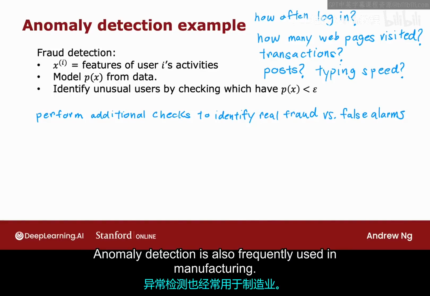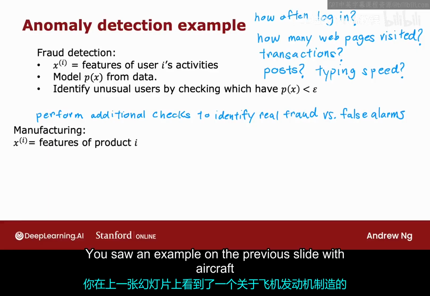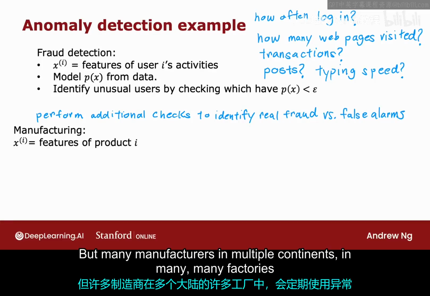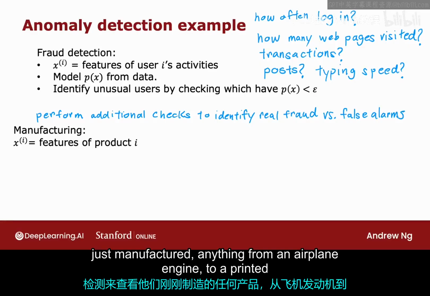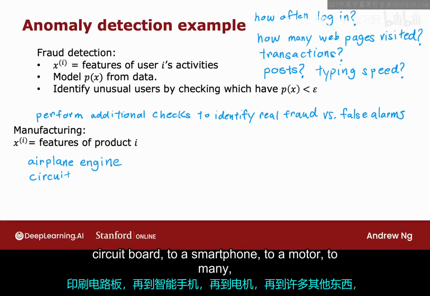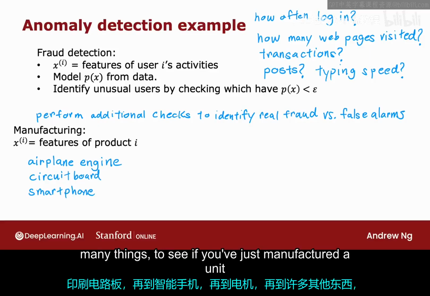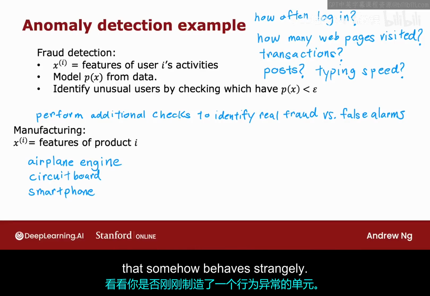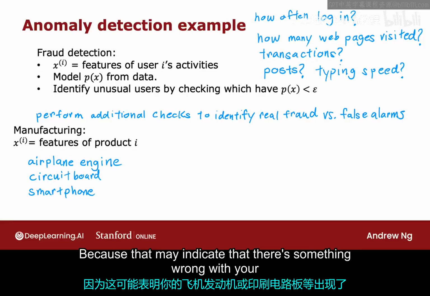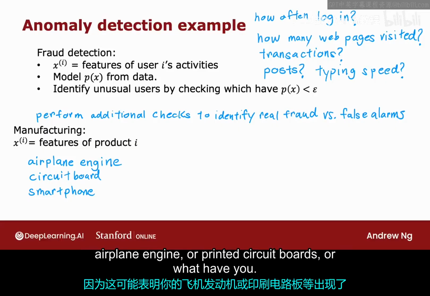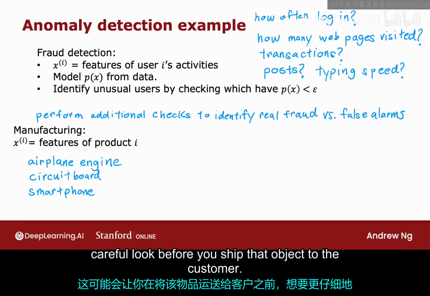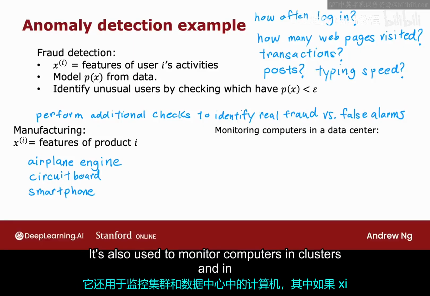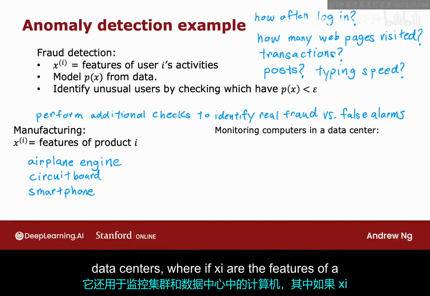Anomaly detection is also frequently used in manufacturing. You saw an example on the previous slide with aircraft engine manufacturing, but many manufacturers in multiple continents, in many factories will routinely use anomaly detection to see if whatever they just manufactured, anything from an airplane engine to a printed circuit board to a smartphone to a motor, to see if you've just manufactured a unit that somehow behaves strangely, because that may indicate that there's something wrong with your airplane engine or printed circuit boards or what have you, that might cause you to want to take a more careful look before you ship that object to the customer.